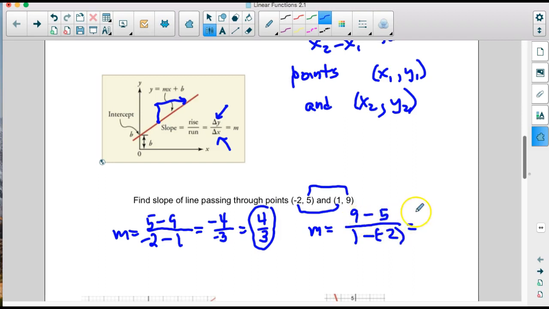This one, if I subtract, I get 4 to begin with. These two signs change because they're next to each other. So then I have 3 in the denominator, and we get the same answer, 4/3 for both slopes, doing the formula either way.